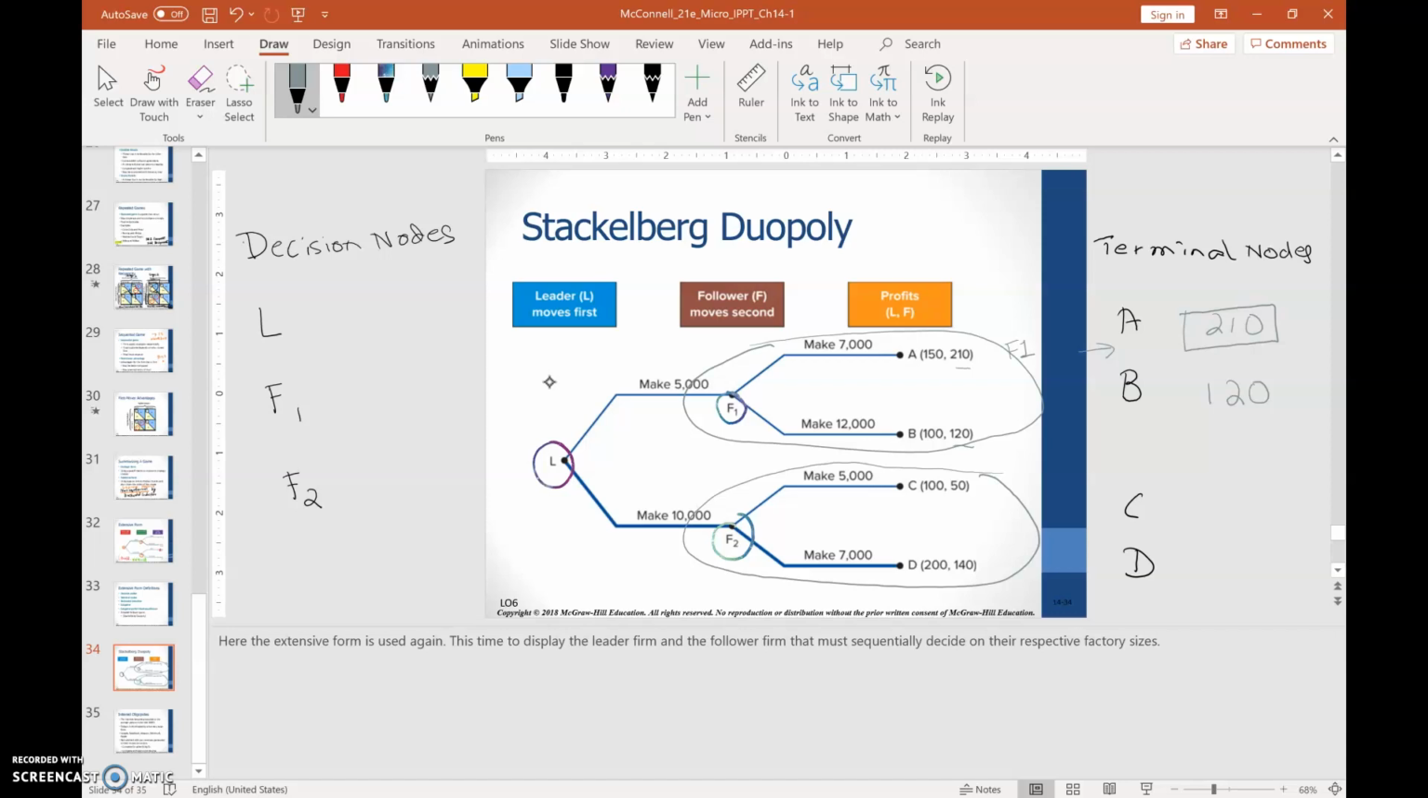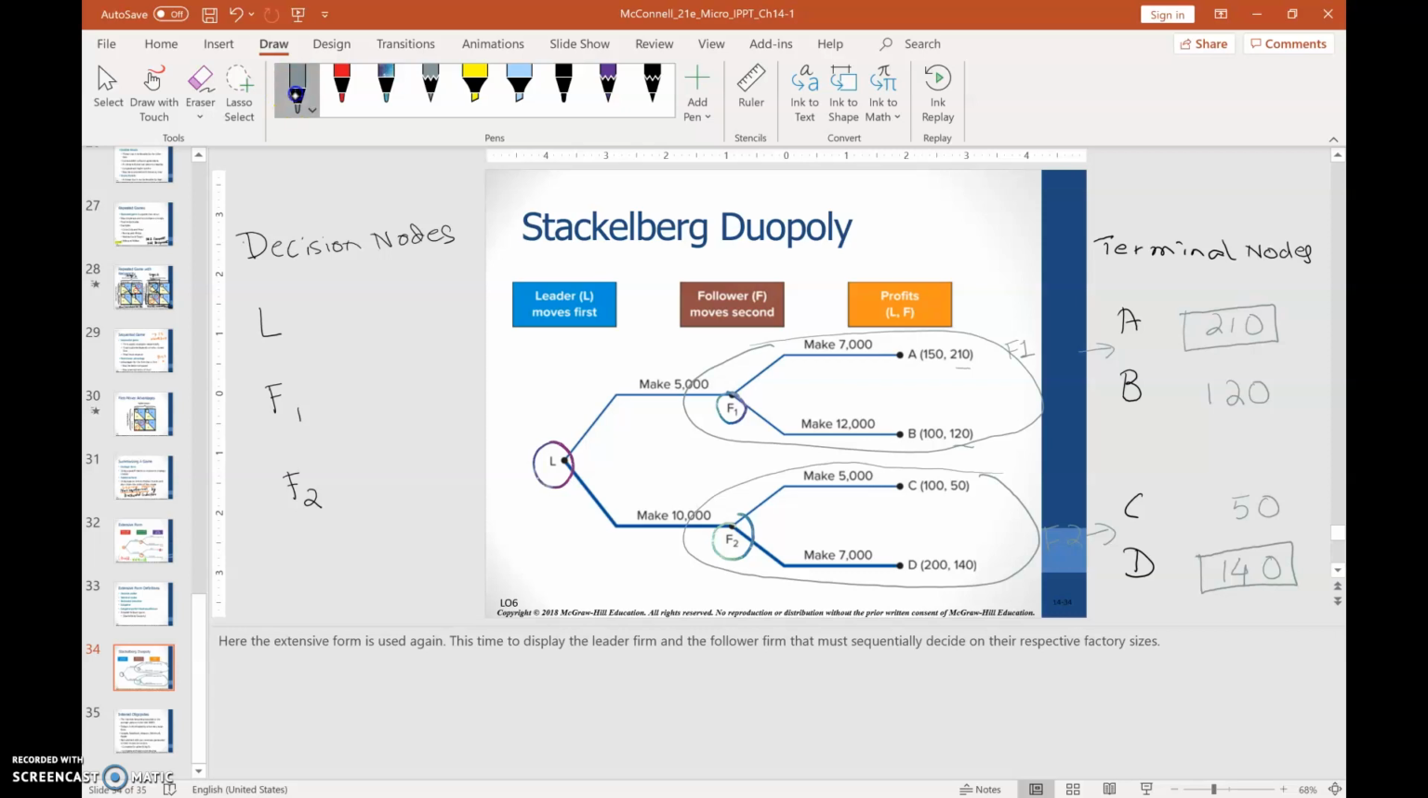Now I will look at the decision node F2, which leads to terminal nodes C and D, and choose the highest of the two second numbers. So because 140 is greater than 50, I will choose 140, and D is the solution to this subgame F2.